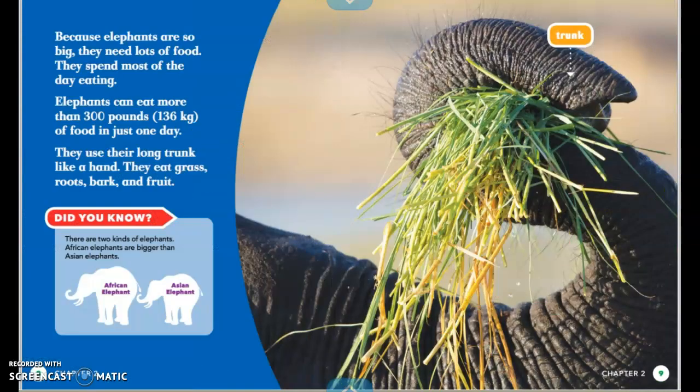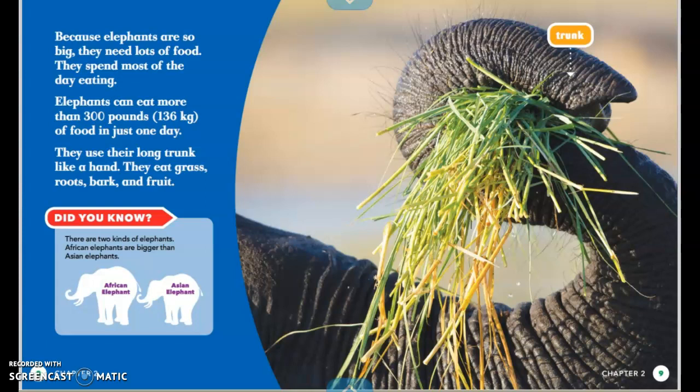Because elephants are so big, they need lots of food. They spend most of the day eating. So what do they eat? Elephants can eat more than 300 pounds of food in just one day. That's another interesting fact. They use their long trunk like a hand and they eat grass, roots, bark, and fruit.